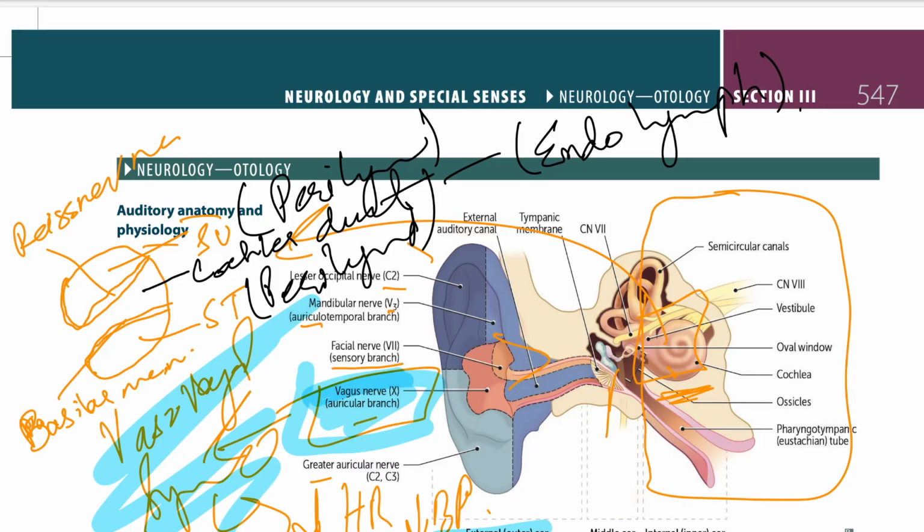Okay, and this cochlear duct is also known as scala media, also known as the cochlear duct. Now in the cochlear duct or scala media, we have the organ of Corti. Here's the organ of Corti.